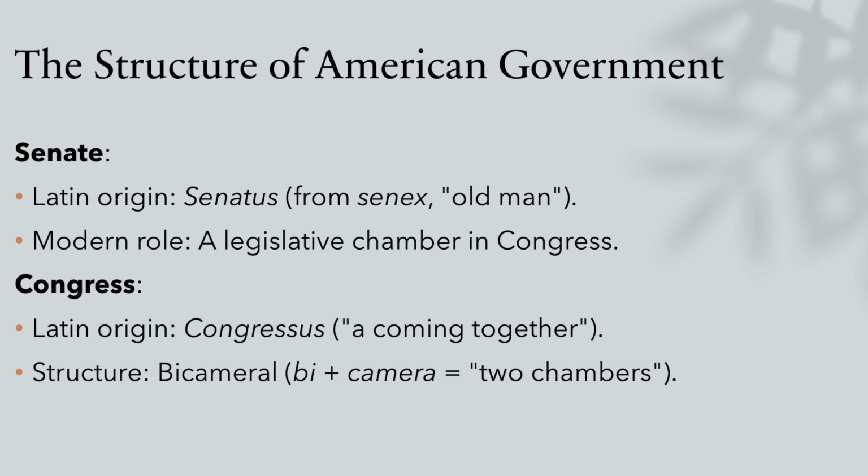The word Congress comes from the Latin congressus, meaning a coming together. It's the perfect word to describe a legislative body where representatives from different parts of the country come together to make laws. Congress's bicameral nature, meaning it has two chambers, also has Latin roots. Bicameral comes from bi, meaning two, and camera, meaning chamber. This structure, with the Senate and the House of Representatives, was designed to balance the interests of different states and the populace at large, reflecting the balance of power that was so important to the framers of the American Constitution.